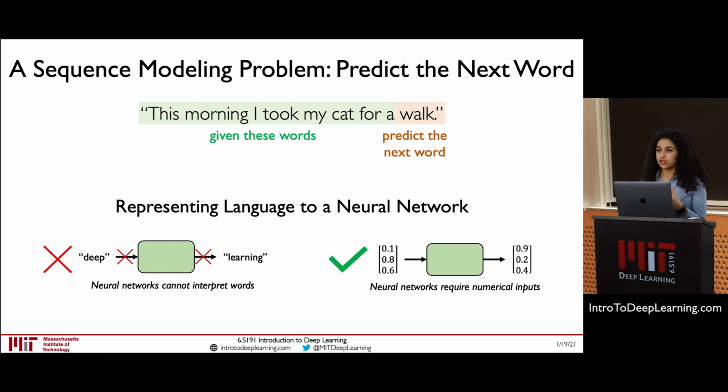Instead, neural networks require numerical inputs that can be a vector or an array of numbers, such that the model can operate on them to generate a vector or array of numbers as the output. So this is going to work for us, but operating just on words simply is not.